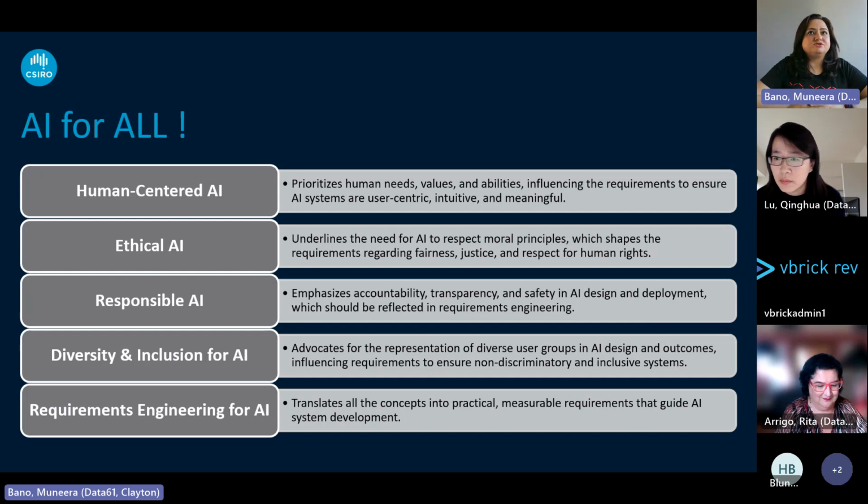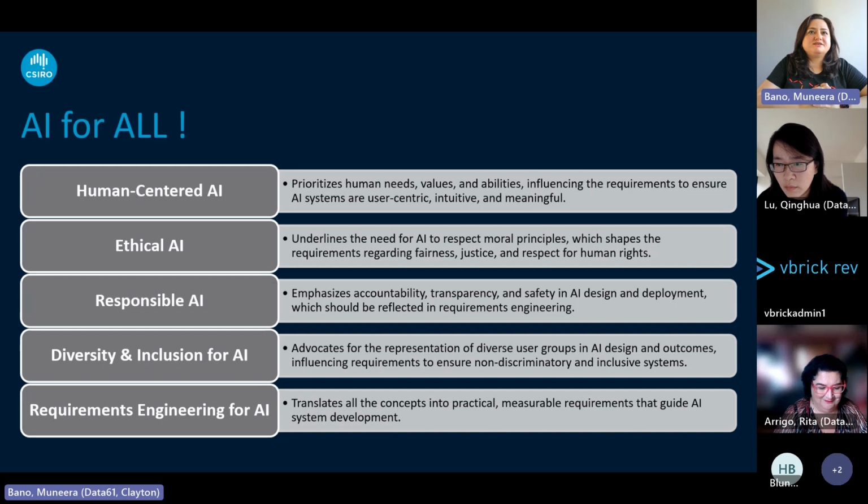With ethical AI, it is about AI respecting moral principles, which are very social in nature, but shape the requirements so that the AI system is fair and respects human rights. For responsible AI, Qinghua has already given the definition, and what we are trying to achieve is transparency, accountability, and safety. These are the requirements that will be collected for the system. Finally, diversity and inclusion in AI, the project I will introduce later, focuses on human diverse attributes and how to make these systems inclusive.